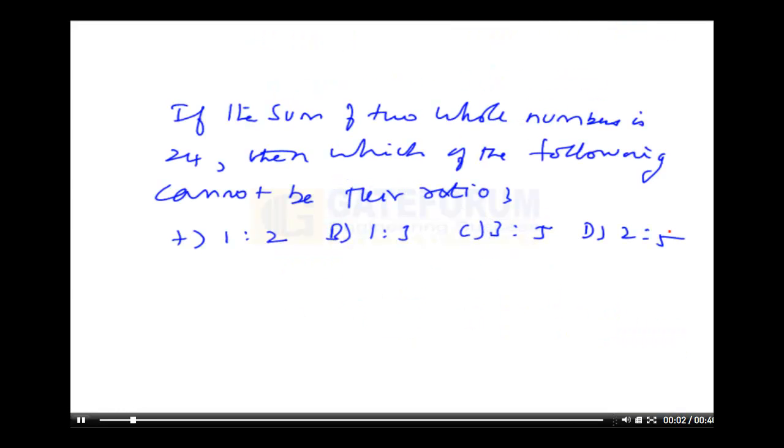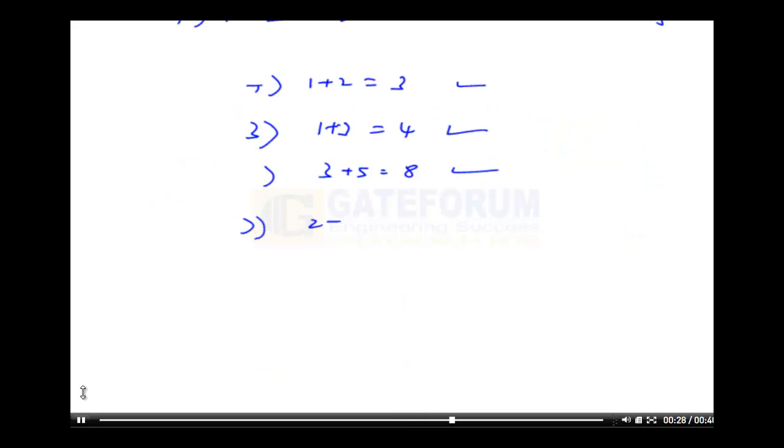Sum of two whole numbers is 24. Which of the following cannot be their ratio? What is checked here is the factors of 24. The sum of parts must divide 24. A, the total is 1 plus 2, 3, it divides 24. B, 1 plus 3, 4, divides 24. C, 3 plus 5, 8, divides 24. But 2 plus 5, 7, does not divide. So the ratio cannot be 2:5. The option is D.